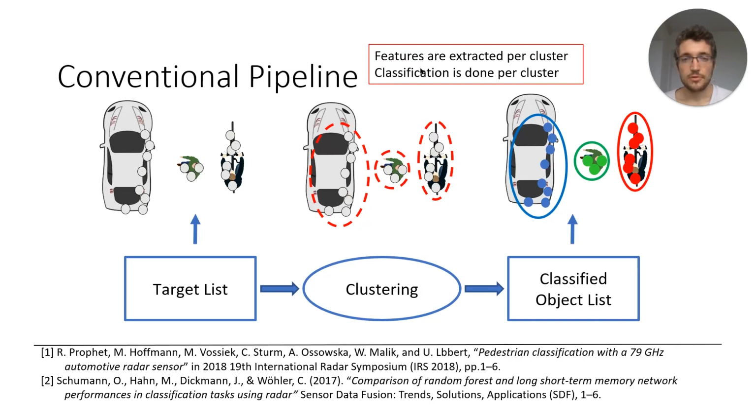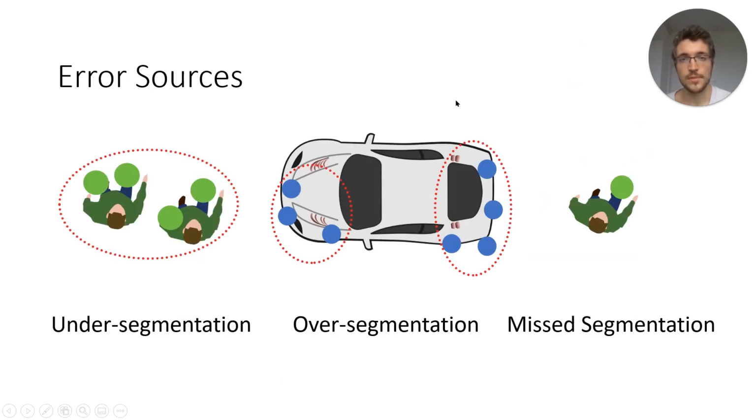This pipeline works just fine if the clustering is performed correctly. However, this clustering step can introduce errors as well. For example, one can undersegment the scene, which means that you have fewer clusters than objects, or one can oversegment the scene, which means you have more clusters than objects. An object is split into multiple clusters. Or another problem that can occur is that there are too few reflections on an object and it doesn't make it into a cluster at all.